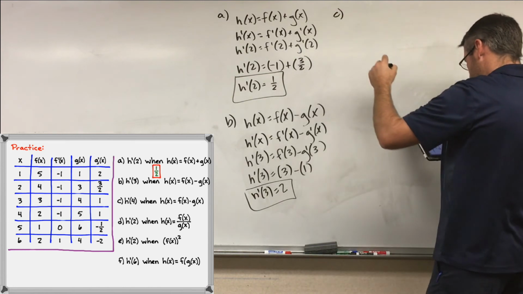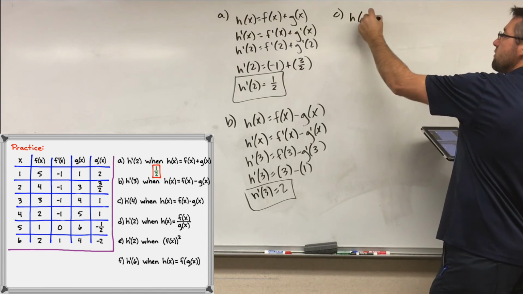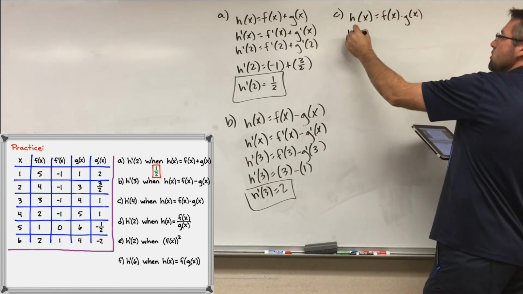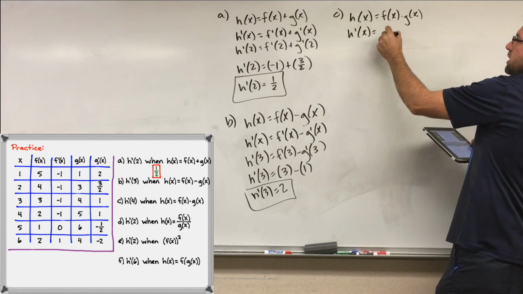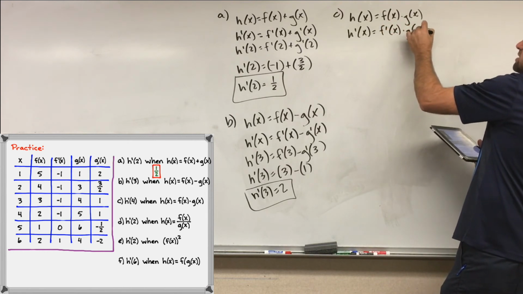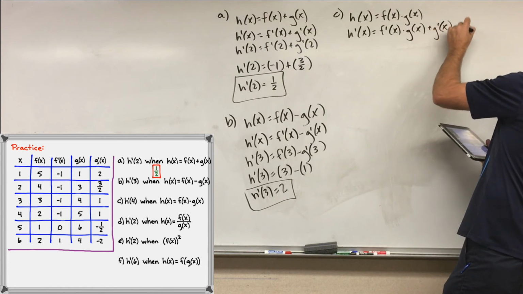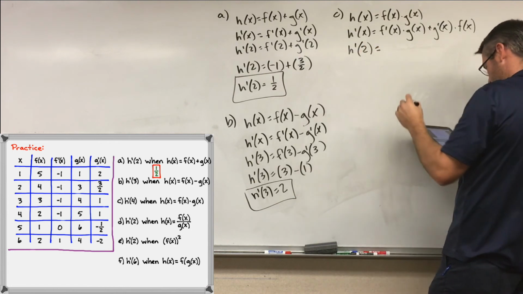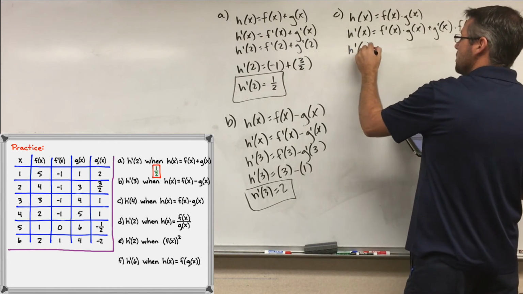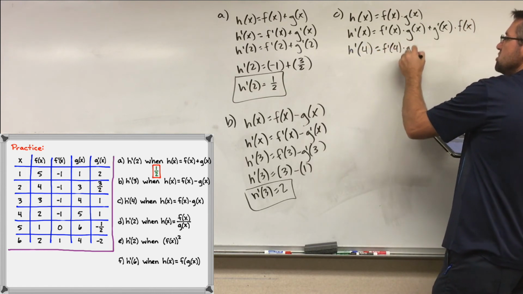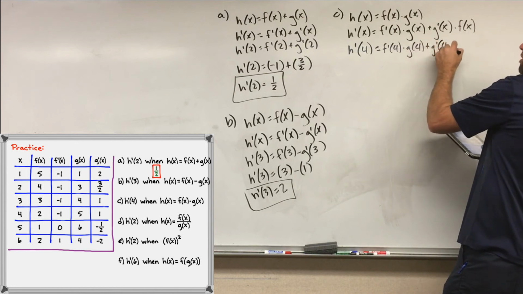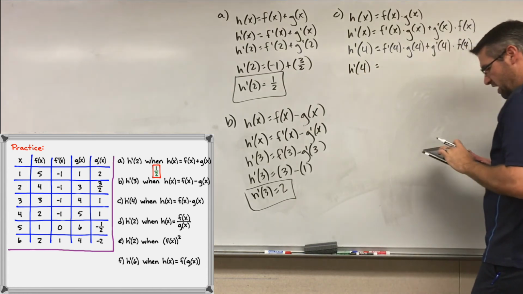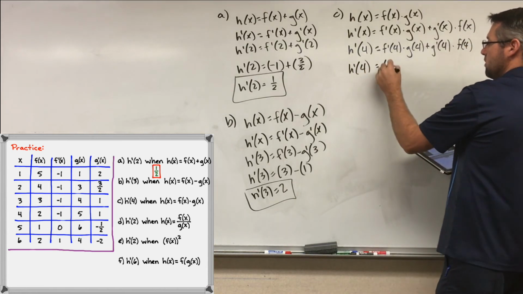For C, this one is going to throw in a different rule. We've got h of x equals f of x times g of x. And so we take the derivative of that. We have to use the product rule here, so that's f prime of x times g of x plus g prime of x times f of x. And then we're looking for h prime of 2. No, sorry, h prime of 4. So that's going to be f prime of 4 times g of 4 plus g prime of 4 times f of 4. And then simplifying all that, or substituting in what we have, f prime of 4 is -1.